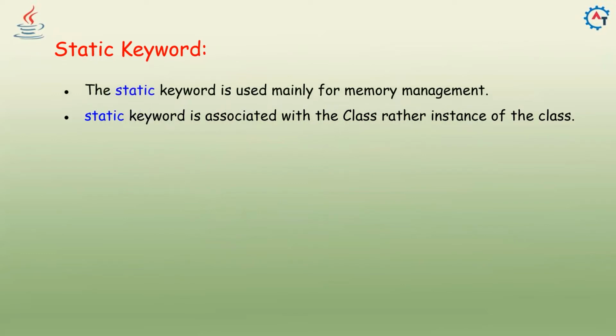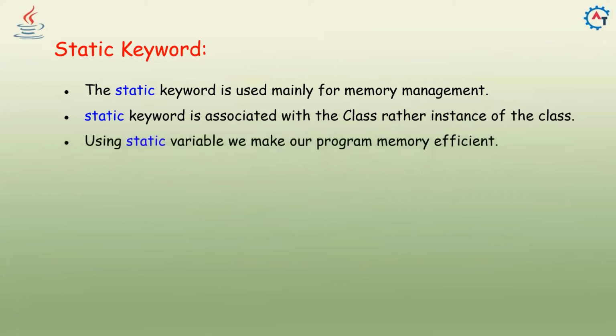Sorry, small mistake. The static keyword is used mainly for memory management. The static keyword is associated with the class, rather than an instance of the class. Using a static variable, we make our program memory efficient. And the first point we are seeing is that it's mainly used for memory management, because with static variables, we can make our program memory efficient.